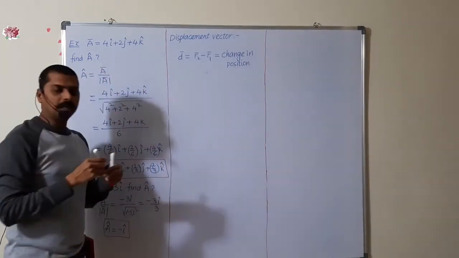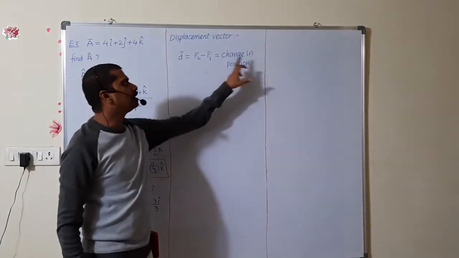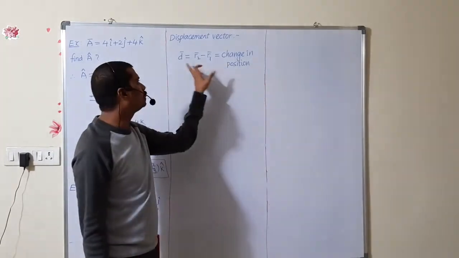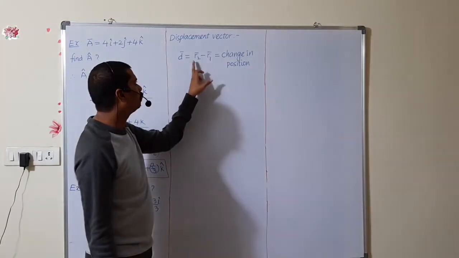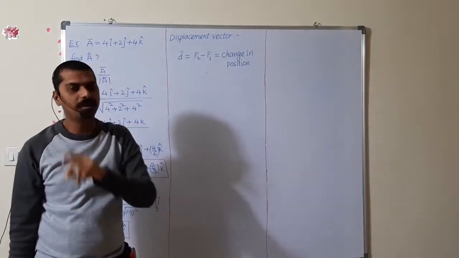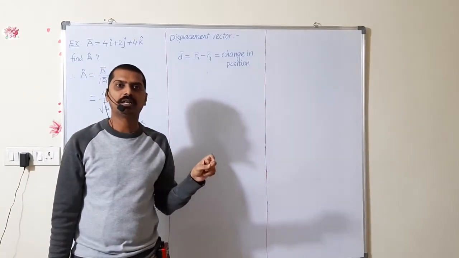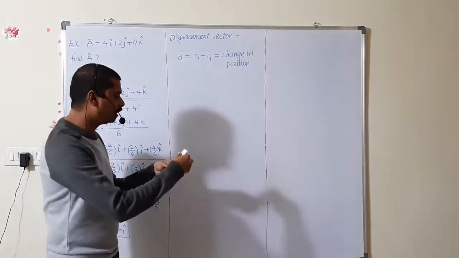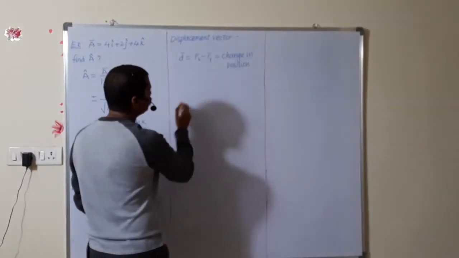The displacement vector we can define: the change in position is called the displacement vector. We can take it as r2 minus r1. This displacement vector direction is always from the initial position to the final position. How it will be represented, we can discuss this one.